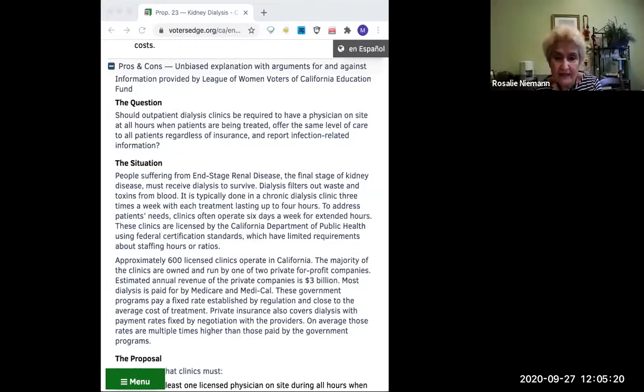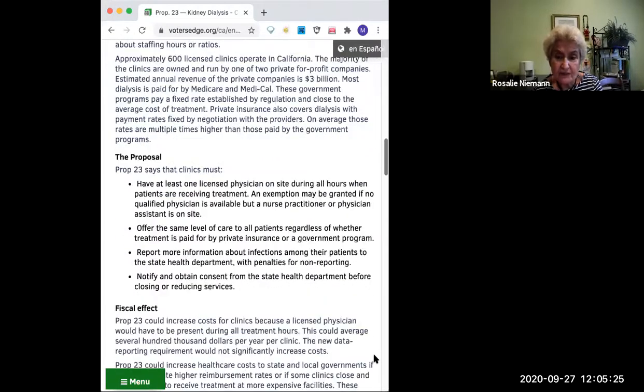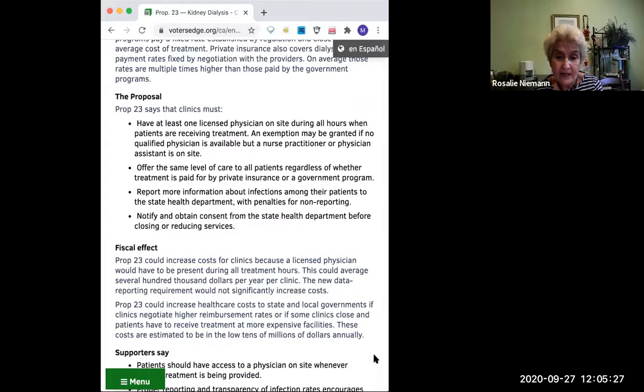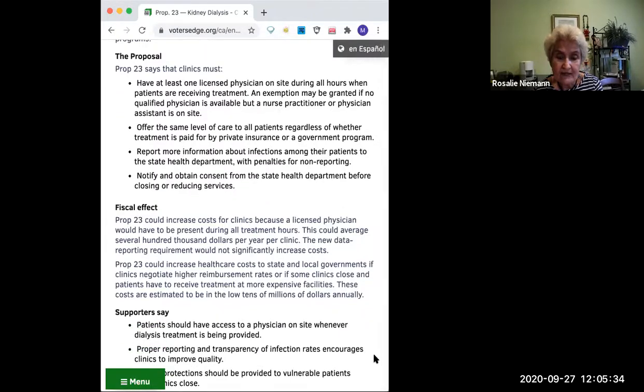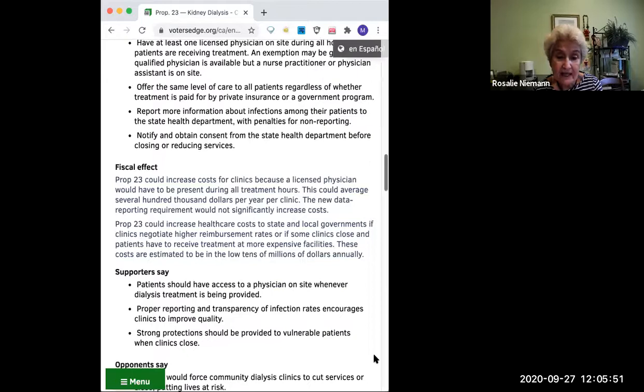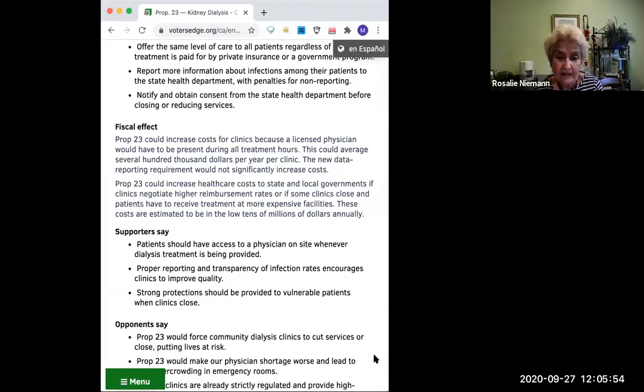The fiscal effects would increase costs for clinics because a licensed physician would have to be present during all treatment hours. This could average several $100,000 per year per clinic. The new data reporting requirement would not significantly increase costs. It would increase healthcare costs to state and local governments if clinics negotiate higher reimbursement rates, or if some clinics close and patients have to receive treatment at more expensive facilities. These costs are estimated to be in the low tens of millions of dollars annually.